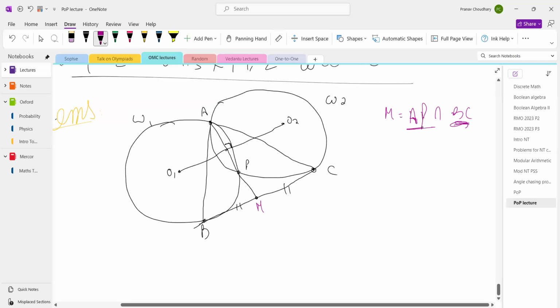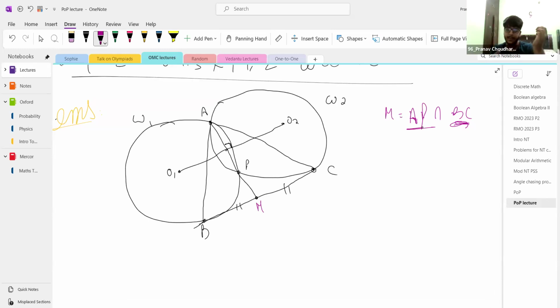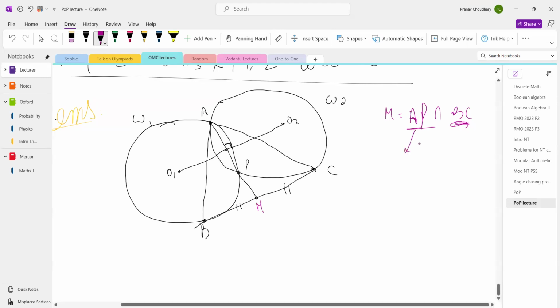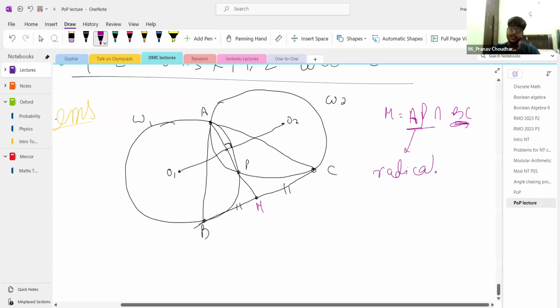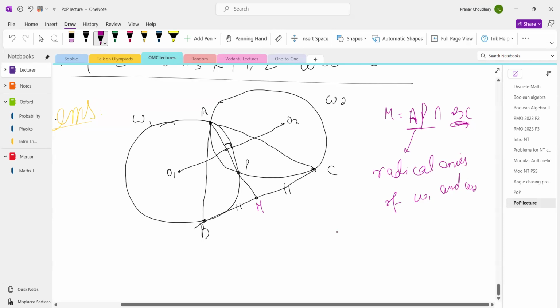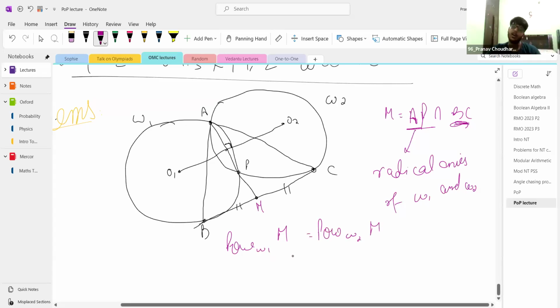Just to confirm, P is the intersection of omega 1 and omega 2, right? Yes. So what about the line AP? Is it nice or bad? It's the radical axis. Yes. So AP is the radical axis of omega 1 and omega 2. So we know that the power of M with respect to omega 1 is the same as the power of M with respect to omega 2. Amazing. What is this thing?